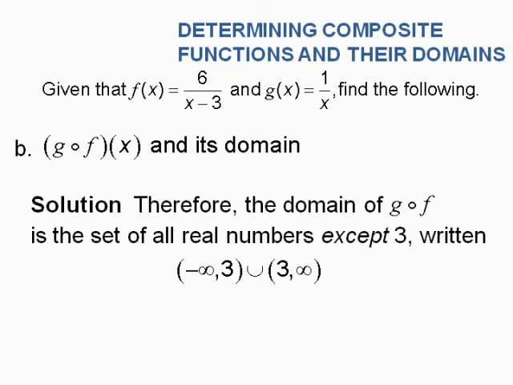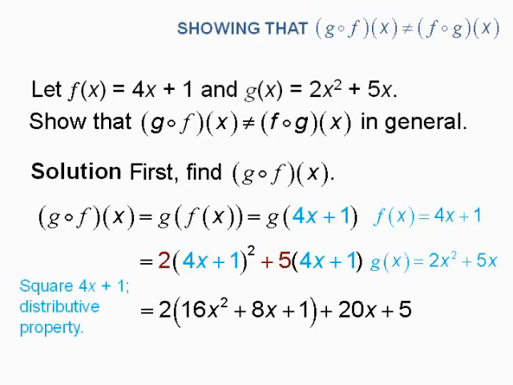So therefore, the domain of g of f of x is the set of all real numbers except 3, and that's a lot easier to write in interval notation. It's negative infinity to 3 union 3 to infinity. So again, with those parentheses on the 3, it does not include 3.